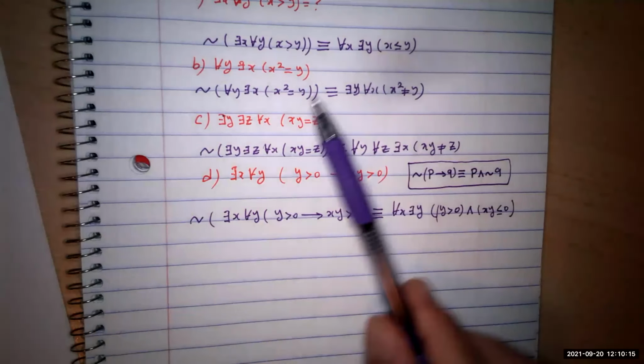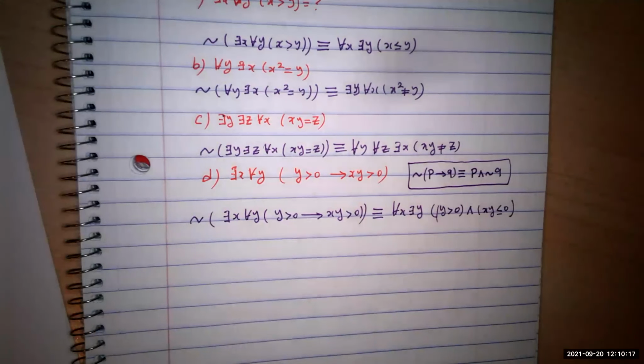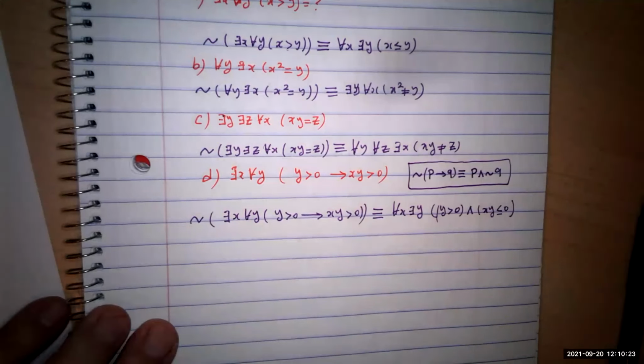Make sure to use the proper symbols for there exists and for all. We give you one section of the book on negation. Any question?